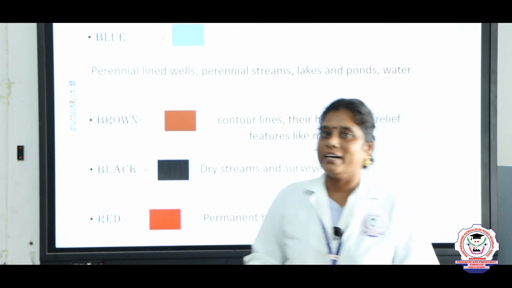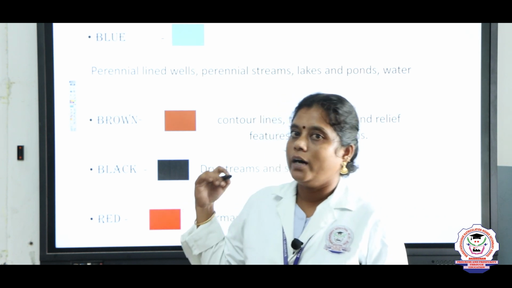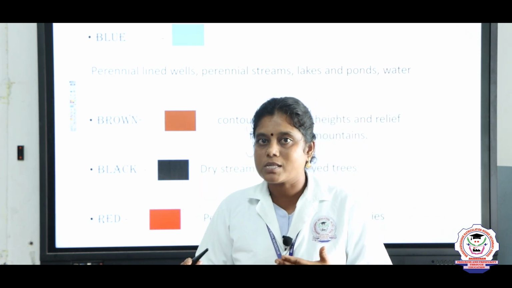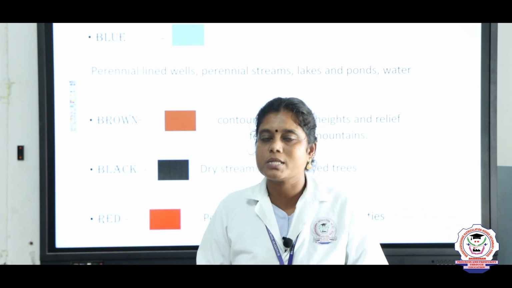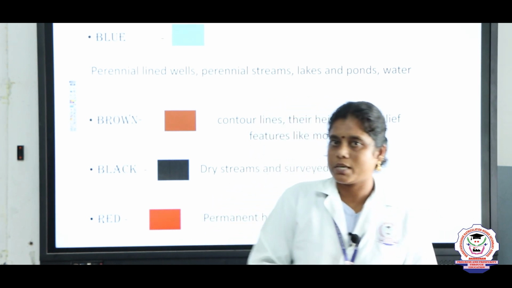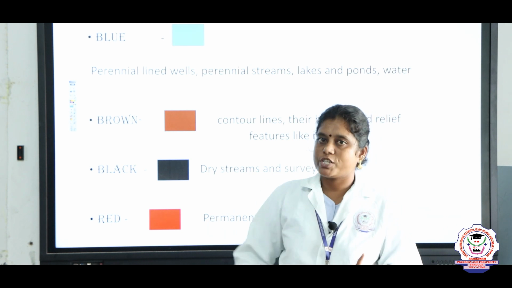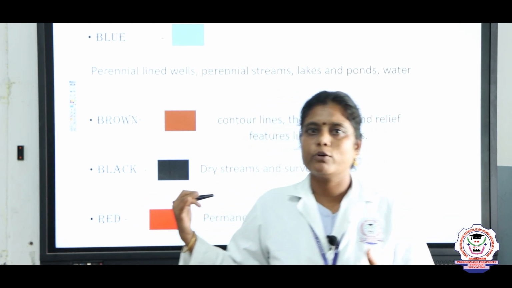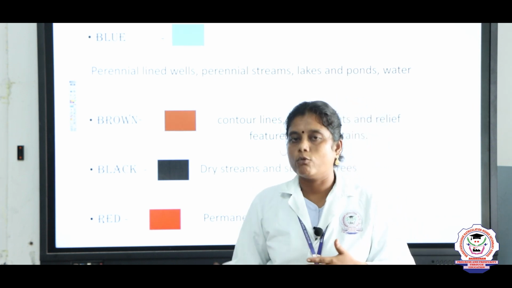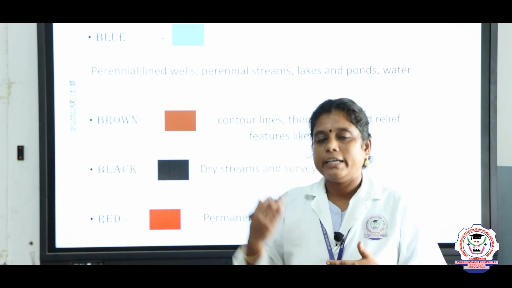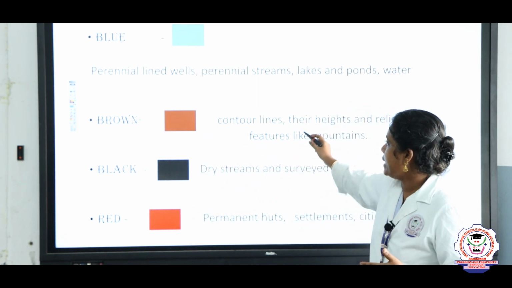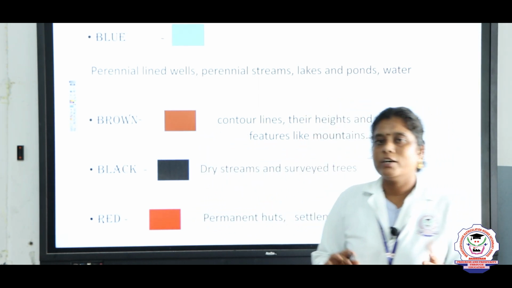Next, blue color. Once we look at blue color, we come to know that blue color represents, yes, all the water bodies, such as rivers, oceans, lakes, everything comes under the blue color. So if you want to mention water bodies on the map, definitely we should use the blue color. And next, brown color, contour.